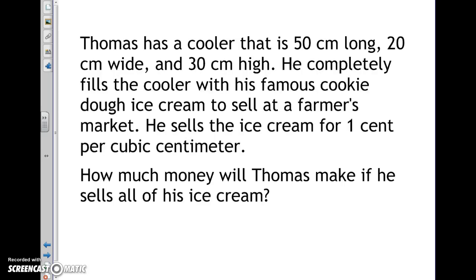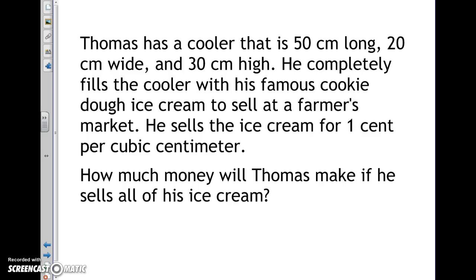Thomas has a cooler that is 50 centimeters long, 20 centimeters wide, and 30 centimeters high. He completely fills the cooler with his famous cookie dough ice cream to sell at a farmer's market. He sells the ice cream for 1 cent per cubic centimeter. How much money will Thomas make if he sells all of his ice cream?